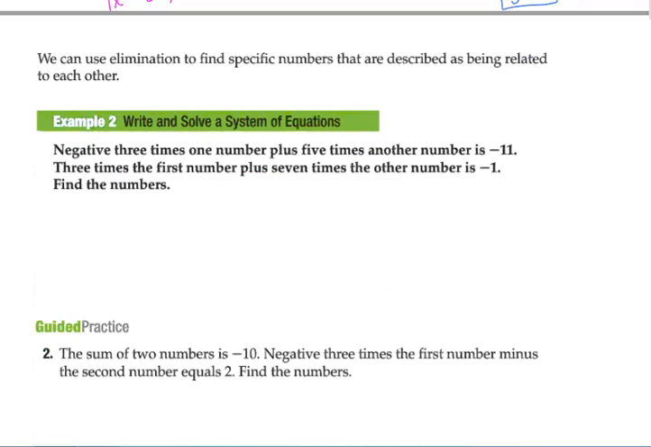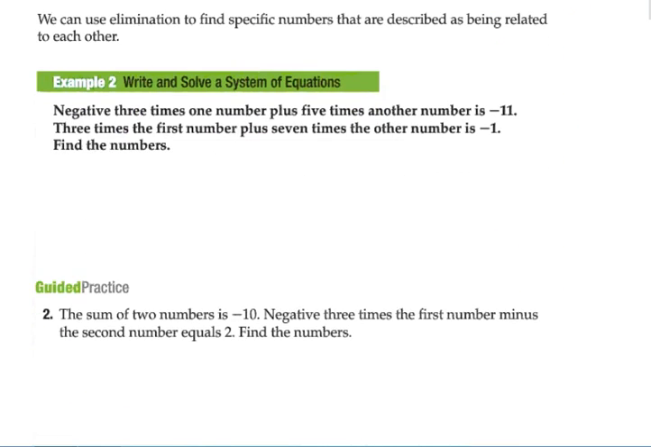Okay, moving on to example 2, it says we can use elimination to find specific numbers that are described as being related to each other. So this is going back to translating. We know -3 times one number plus 5 times another number is -11. We know 3 times the first number plus 7 times the other number is -1. We're supposed to find these numbers.